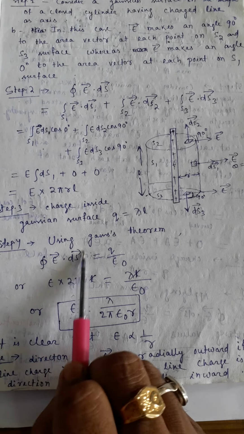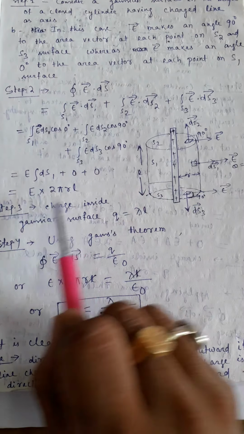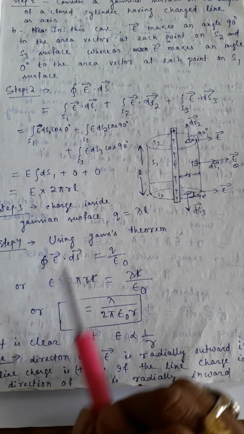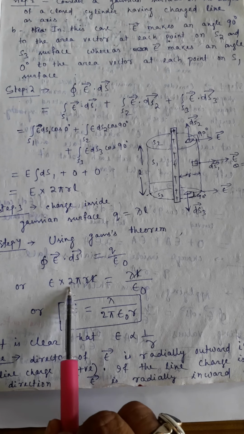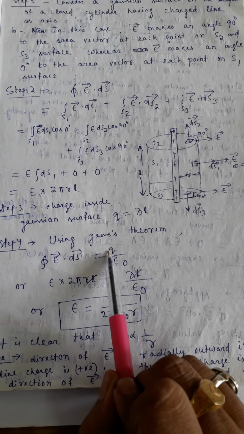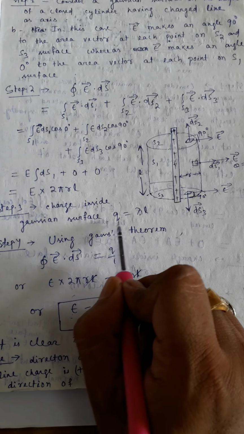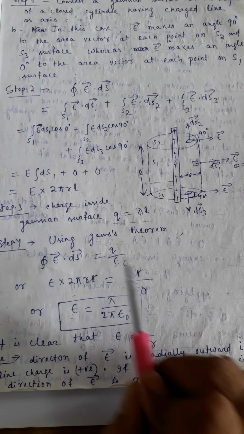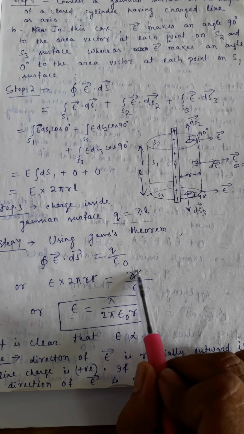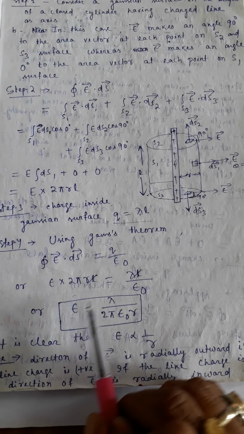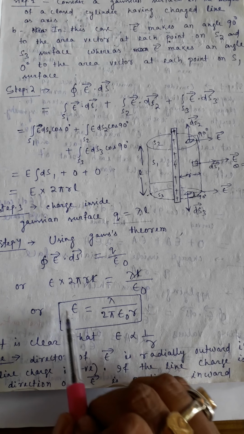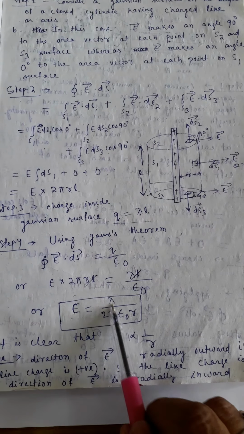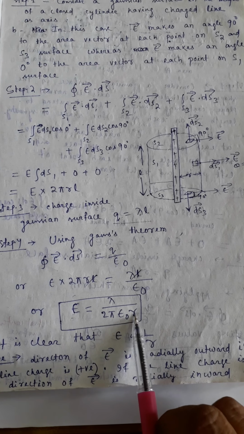First we write the Gauss theorem and put in the values. Instead of closed integral E dS, in step number 2 we have already found that closed integral E dS is equal to E into 2 pi r L. So E into 2 pi r L is equal to, instead of Q, in step 3 we have already calculated that Q is equal to lambda L for a line charge distribution. So instead of Q we can write lambda L divided by epsilon. By cancelling L and L, we finally get the electric field for a line charge distribution, that is lambda divided by 2 pi epsilon r.